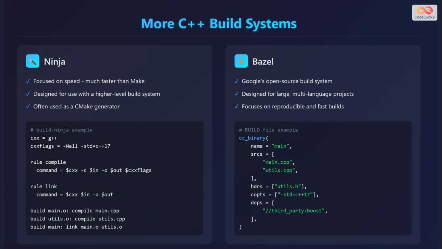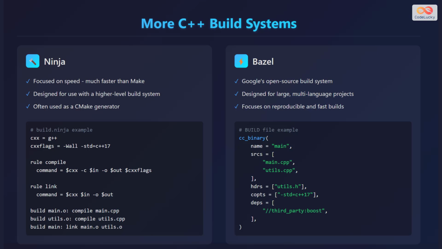Let's explore more C++ build systems. First, we have Ninja, a build system focused on speed. It is much faster than Make and is designed for use with a higher-level build system, often used as a CMake generator. This is an example of a build.ninja file.